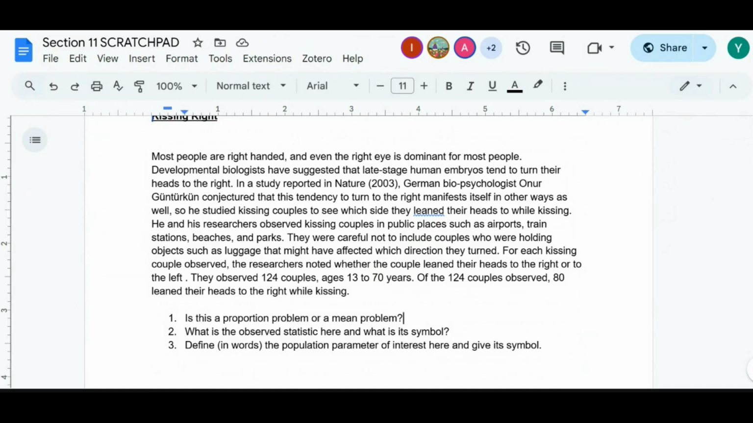I mean, can you ask other things about kissing? Yes. What angle do people lean? Then you measure how many degrees you turned your head. That would make the problem quantitative, and it would become a mean problem. What is the average angle people lean from the axis?